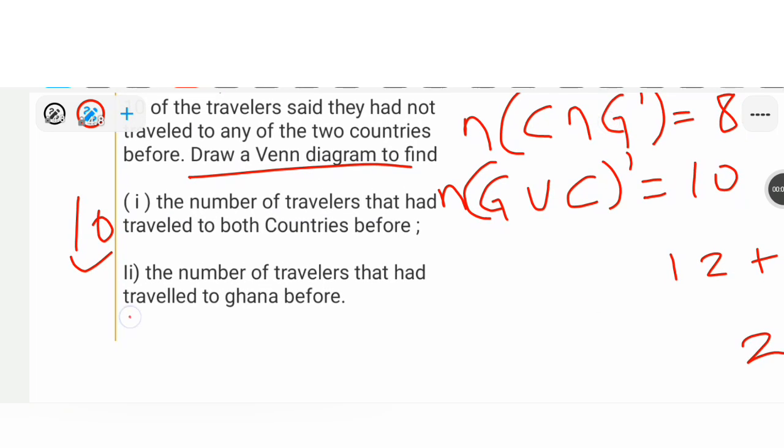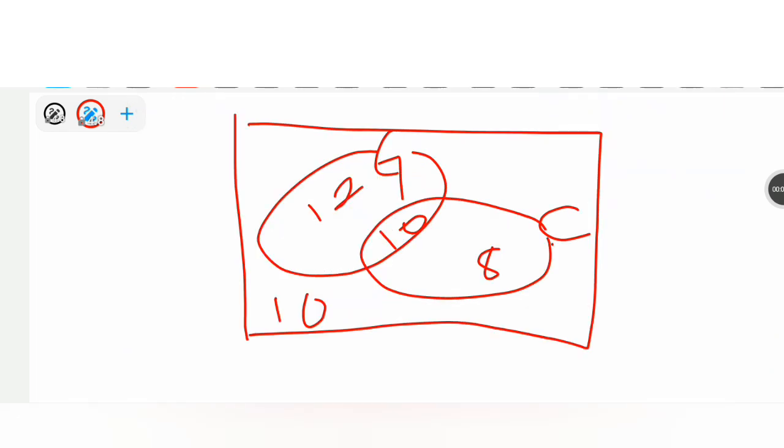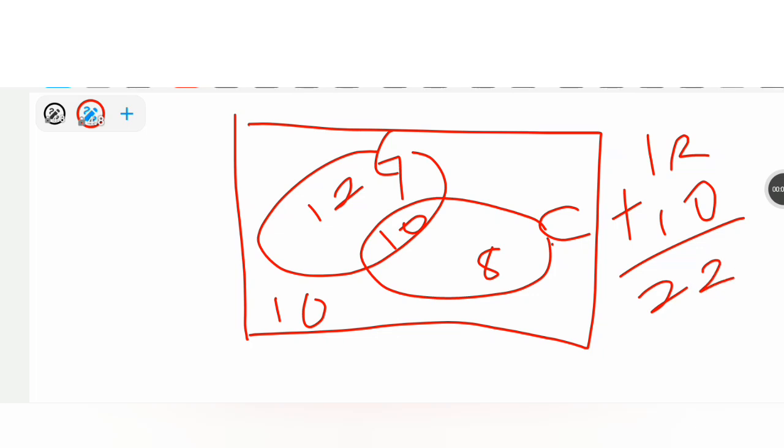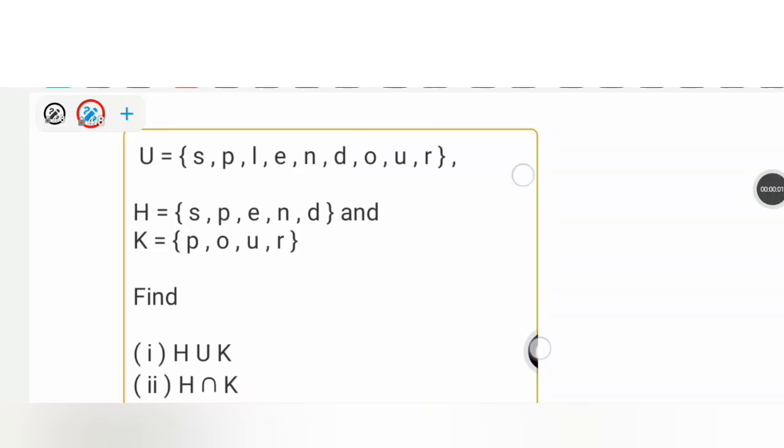Number of travelers that have traveled to Ghana before. To find the number of people that have traveled to Ghana before, all you have to do is look at the whole circle of G. So this is the whole circle of G here. Look at everything like this. So what are you going to see there? You're going to see 12 and 10. So you add it together, 12 plus 10, that will give you 22. So that means people that have traveled to Ghana before is 22. Yeah, let's take the next one.